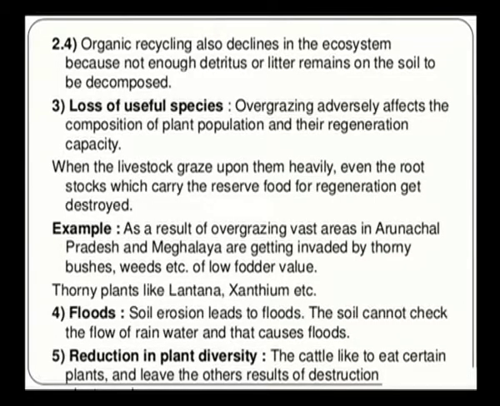When the livestock graze upon them heavily, even the root stocks which carry the reserve food for regeneration get destroyed. Example, as a result of overgrazing, vast areas in Arunachal Pradesh and Meghalaya are getting invaded by thorny bushes, weeds, etc., which actually have low fodder value. Thorny plants like lantana, xanthium, etc.